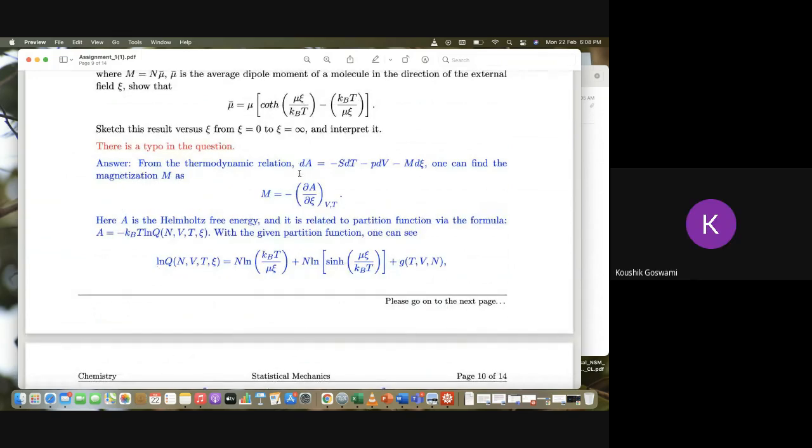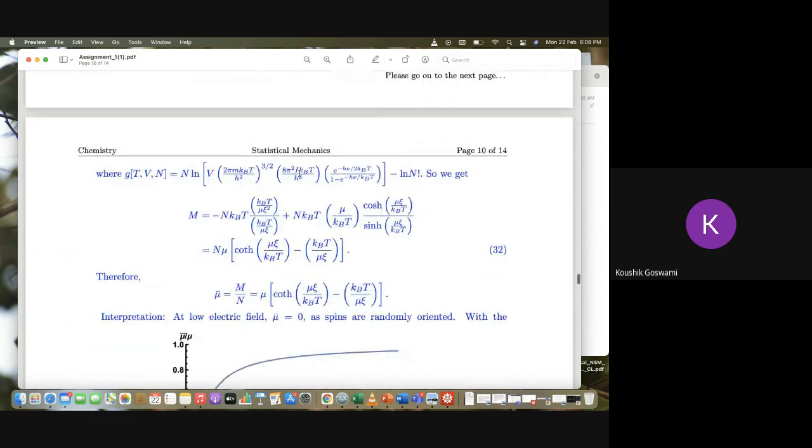Yeah. So now the free energy can be calculated from the partition function using minus kBT ln Q. That's the standard formula. And you have Q given there, and only the xi-dependent part is the sinh term, kBT by eta xi, and the other stuff is the V and T dependent part. So we can deal with only the xi part, and if we do the derivative, it is just mathematics. You can do that.